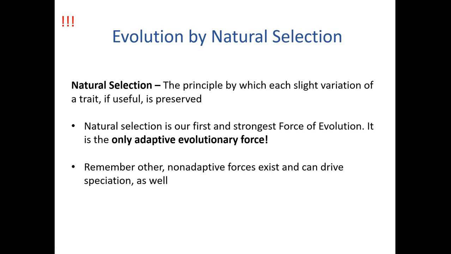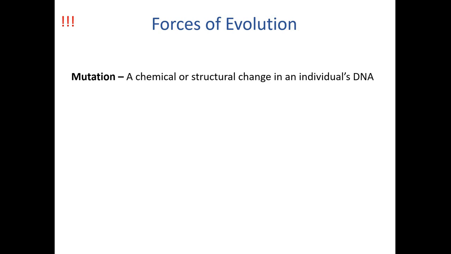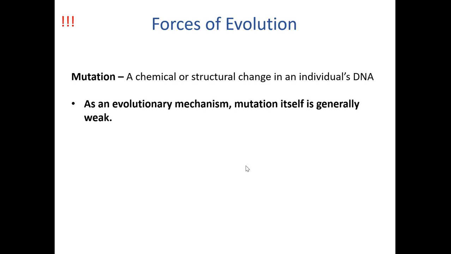Okay, so what are some of the non-adaptive forces of evolution? The first is mutation, which is just a change in an individual's DNA. This can be a change in your DNA sequence, or it can be a change in your chromosome structure, a chromosomal rearrangement, things like that. So as an evolutionary mechanism, it's important to remember that mutation by itself is generally pretty weak. Why is that? It's because mutation is usually disadvantageous. So mutations are generally not good for an individual.